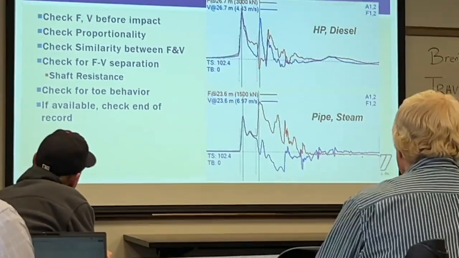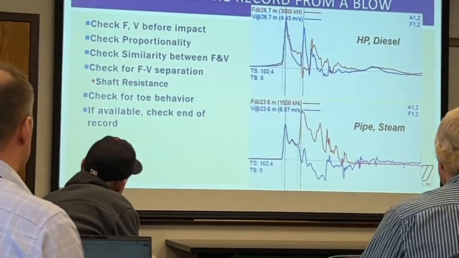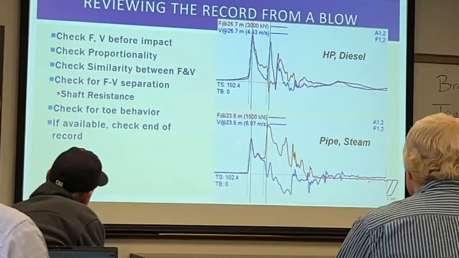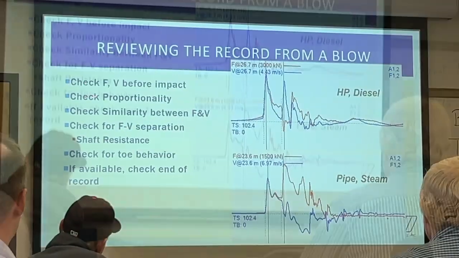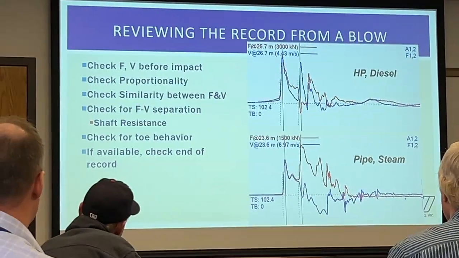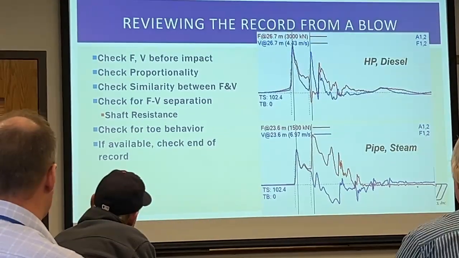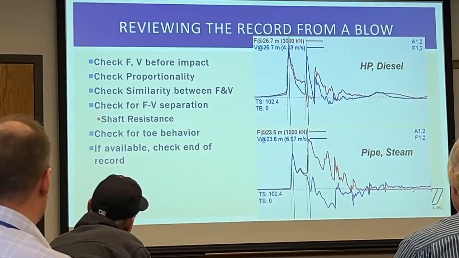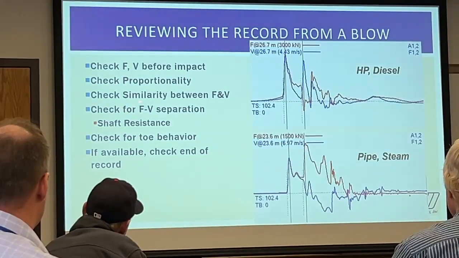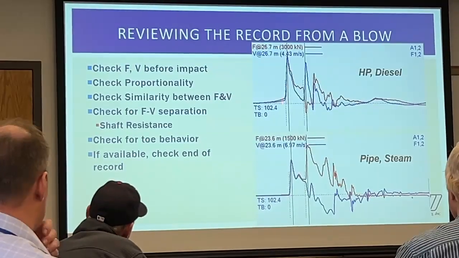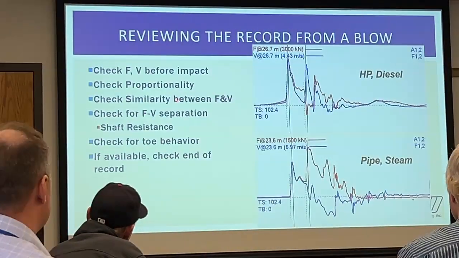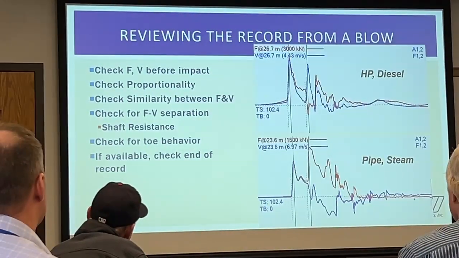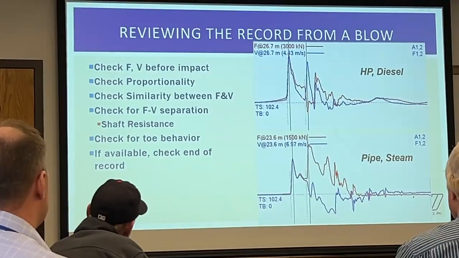Not wanting to throw curveballs and wanting to show good data initially, we are looking at proportionality, and the sharpness of that impact also tells us a little bit about what might be going on with this particular pile. Next, as we continue down the record, we can look for similarity in shape between the force and velocity.